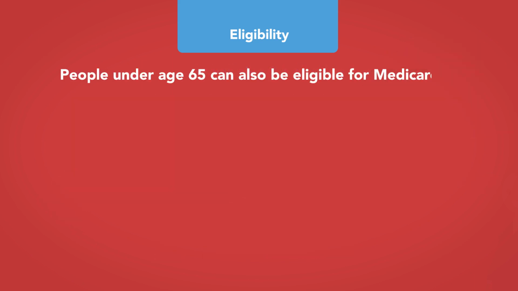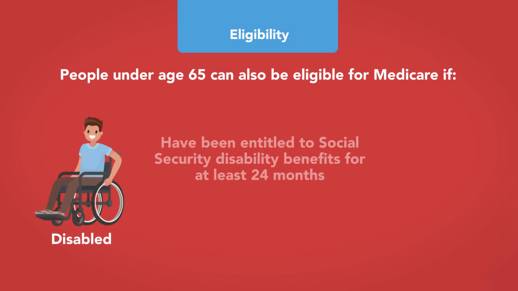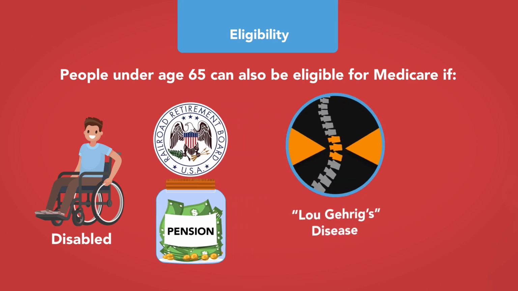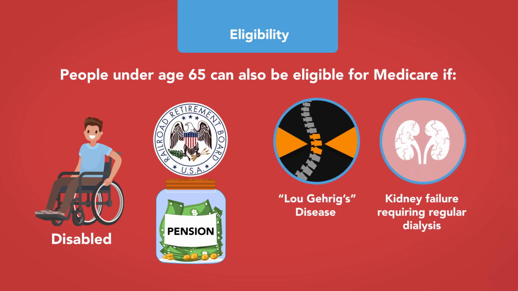People under age 65 can also be eligible for Medicare if they are disabled and have been entitled to Social Security disability benefits for at least 24 months, which need not necessarily be consecutive, or receive a disability pension from the Railroad Retirement Board and meet certain conditions, or have amyotrophic lateral sclerosis, or Lou Gehrig's disease, or have permanent kidney failure requiring regular dialysis or a kidney transplant, though this last possibility has certain Social Security tax qualifications.